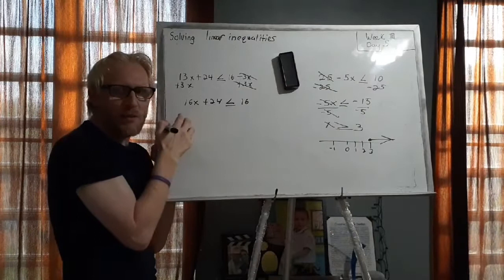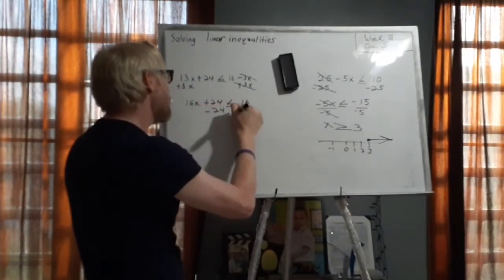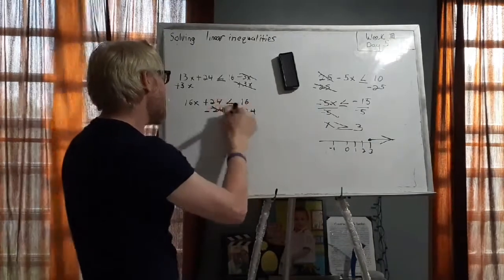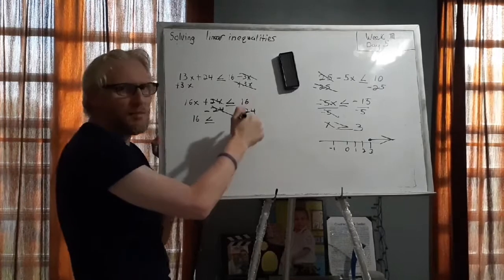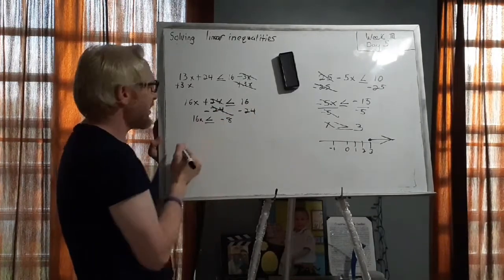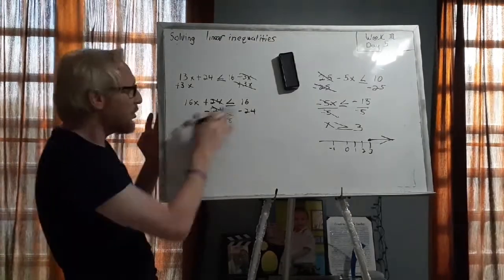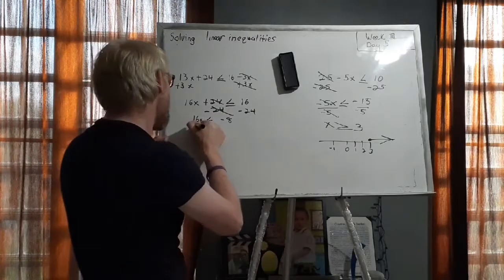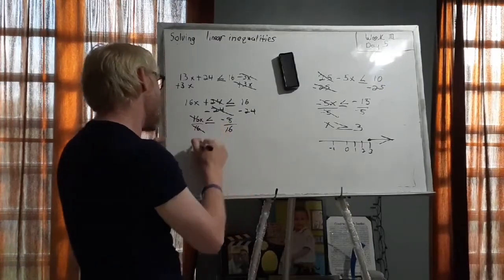Now, I want to leave the x alone, so I'm going to move the 24, which means I'm going to subtract 24. And this is going to cancel out. And 16x is less than or equal to 16 minus 24, which is negative 8. So 16x is less than or equal to negative 8. I'm going to divide by 16, and you know you're going to get a fraction, so I divide by 16, I divide by 16. This is going to cancel out.